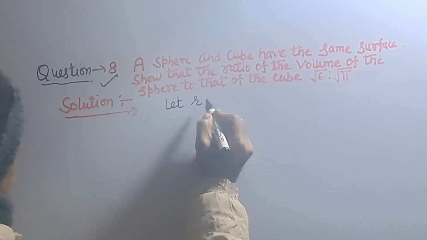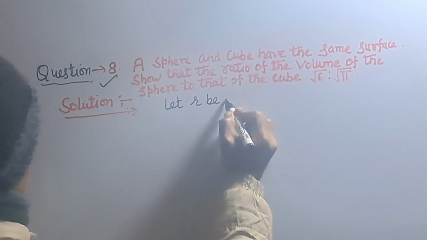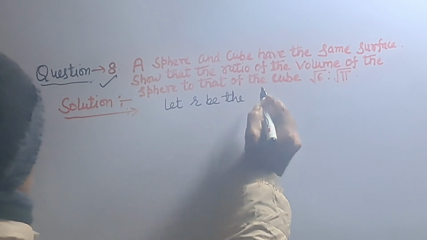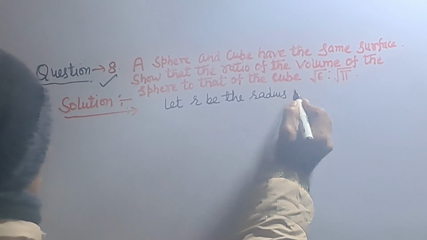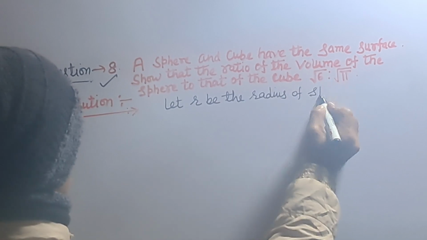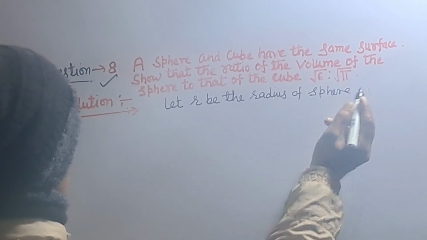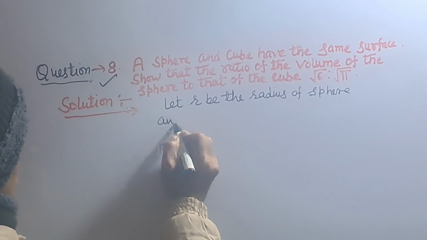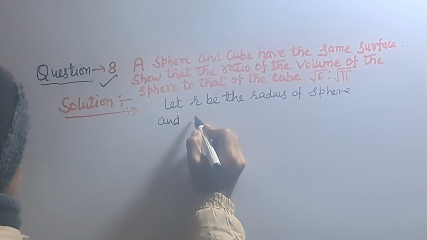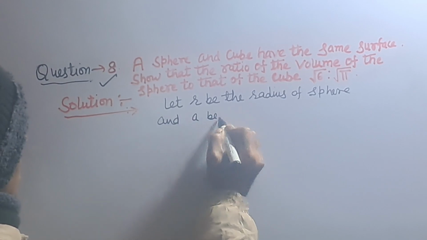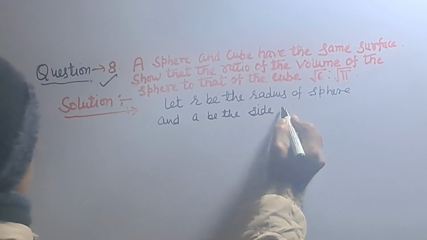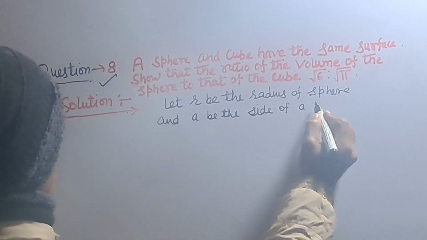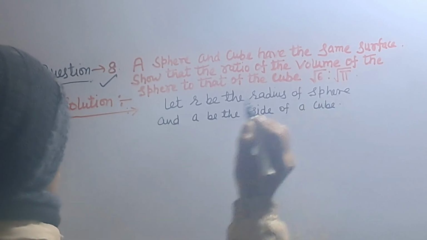Let R be the radius of sphere and A be the side of a cube.